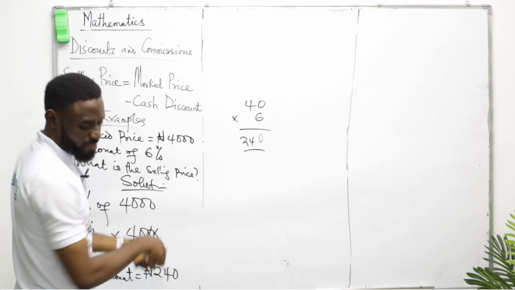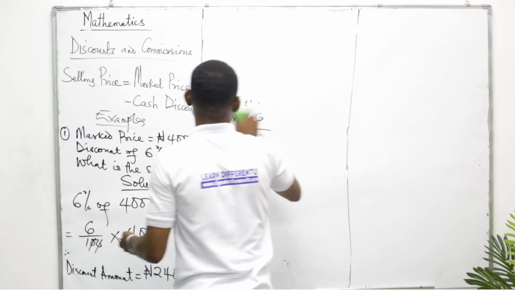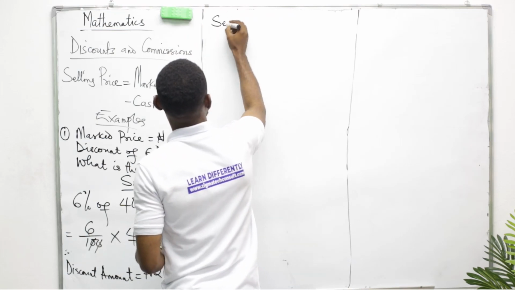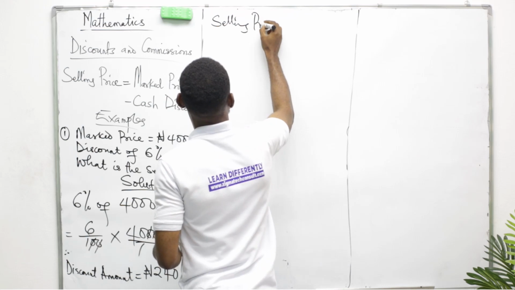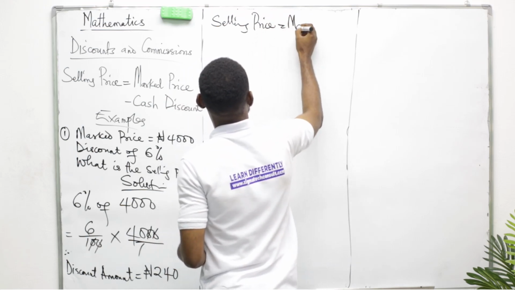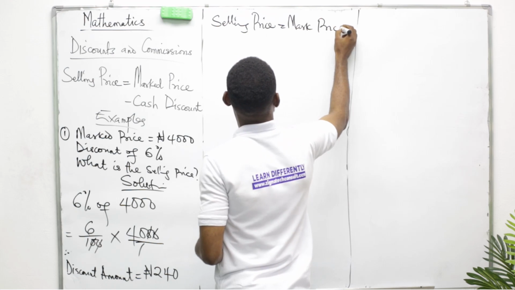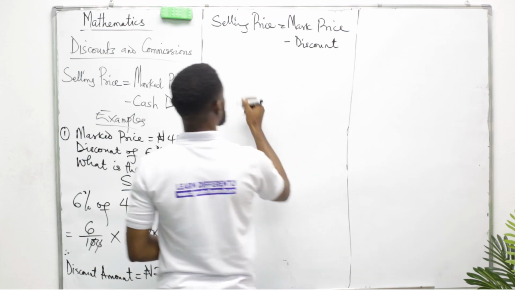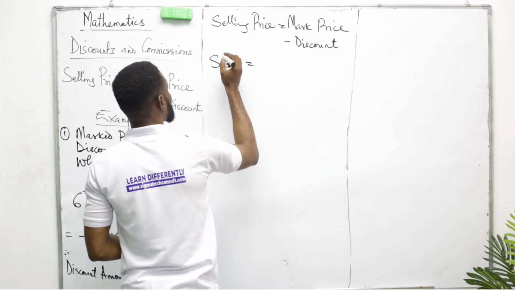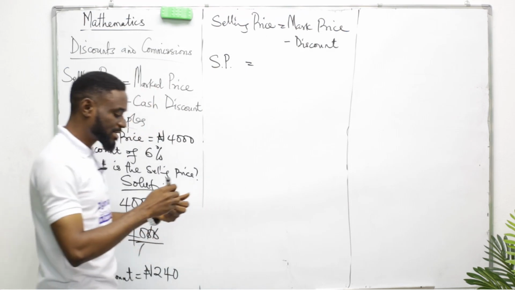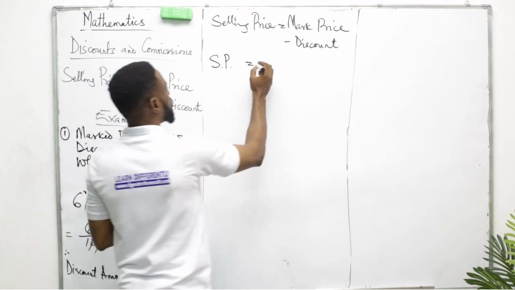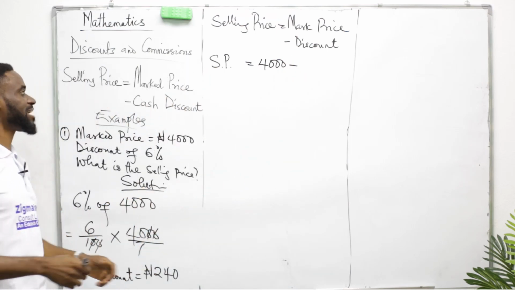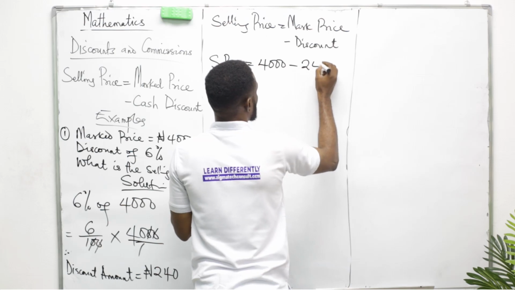So what is our selling price now? Remember the formula. Selling price is equal to marked price minus discount. You see that? So the selling price which the man will pay is equal to our marked price, which is 4,000, minus our discounted amount, which is 240.